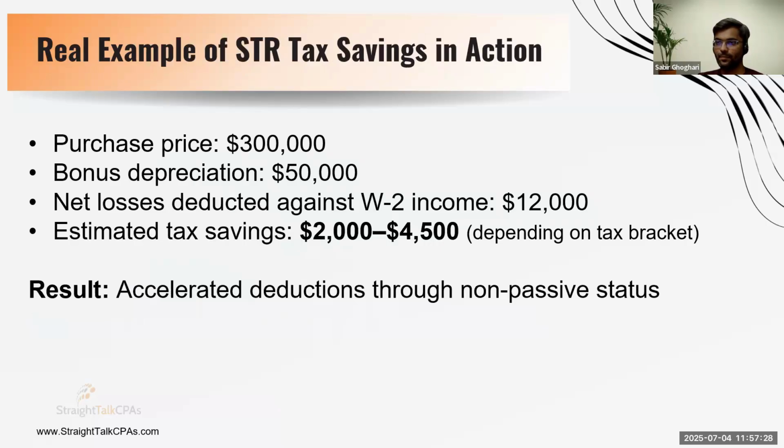Now, this is a small example. Let's say you have purchased a property for 300K and you are able to take a bonus depreciation of 50K by reclassifying some of the property to 5 and 15 years. And by applying this 50,000 accelerated depreciation, you are able to generate a 12,000 loss on your rental property. You will be able to use this 12,000 loss to offset your W2 wages. So it can save you somewhere between 2,000 and 4,500, depending on your tax bracket, whether you are in a 10%, 12%, or 35%, 37% bracket.